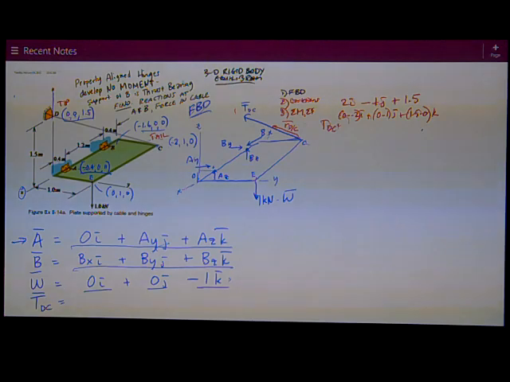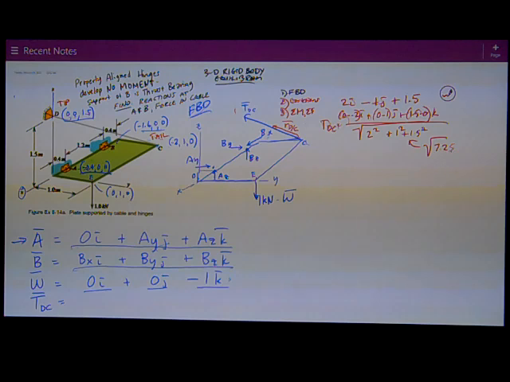Okay, so that's a position vector, RD over C. I need a unit vector, so I divide by the square root of the sum of the squares, which is 2 squared, 1 squared, 1.5 squared. That all works out to be the square root of 7.25. So now I just do the math to get that in decimal form, and all these numbers are times TDC, the force in the cable.